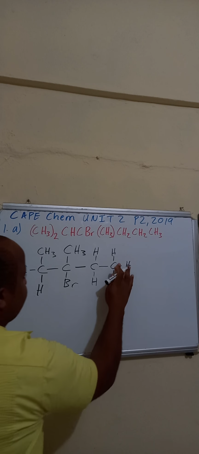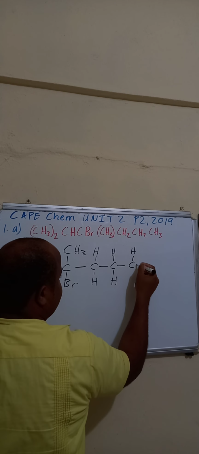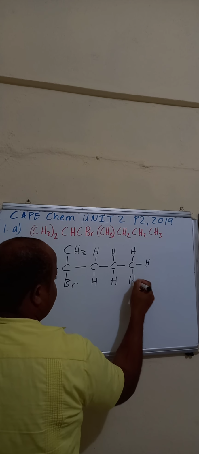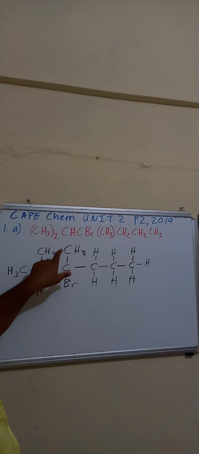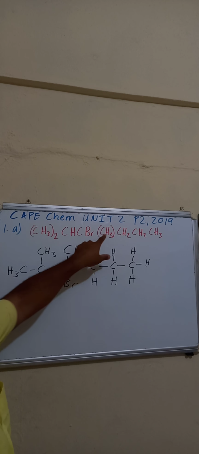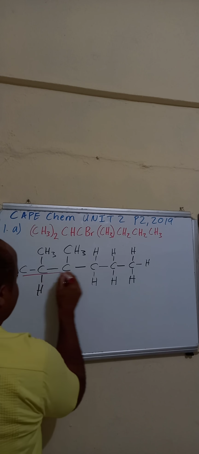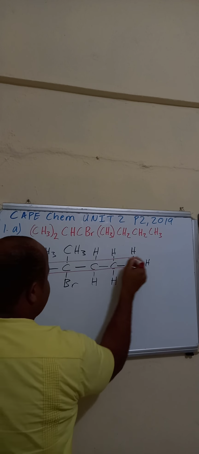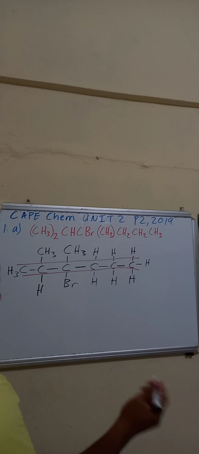We're supposed to count the longest chain, so 1, 2, 3, 4, 5, 6. One of these is a substituent group. So we have 6 carbons. That is hexane.